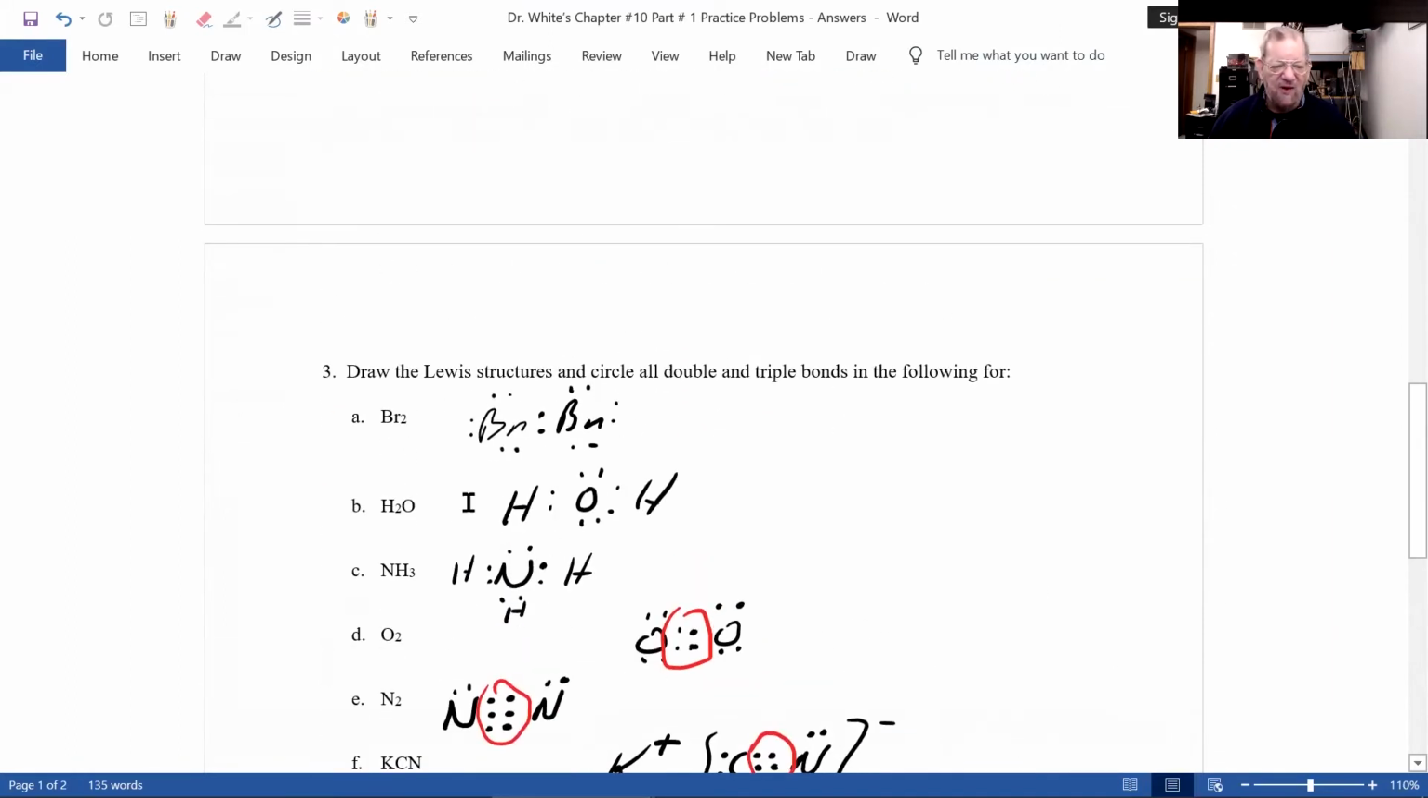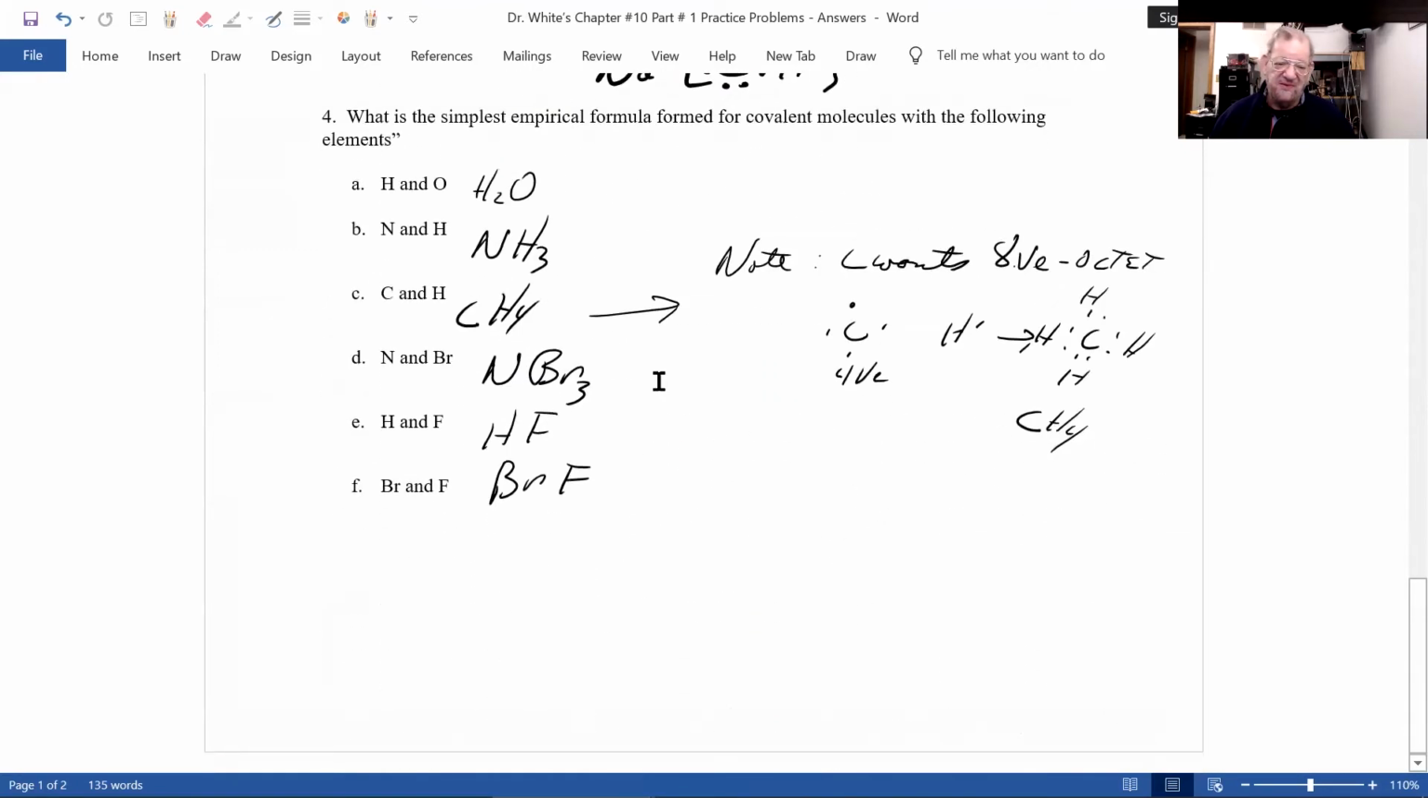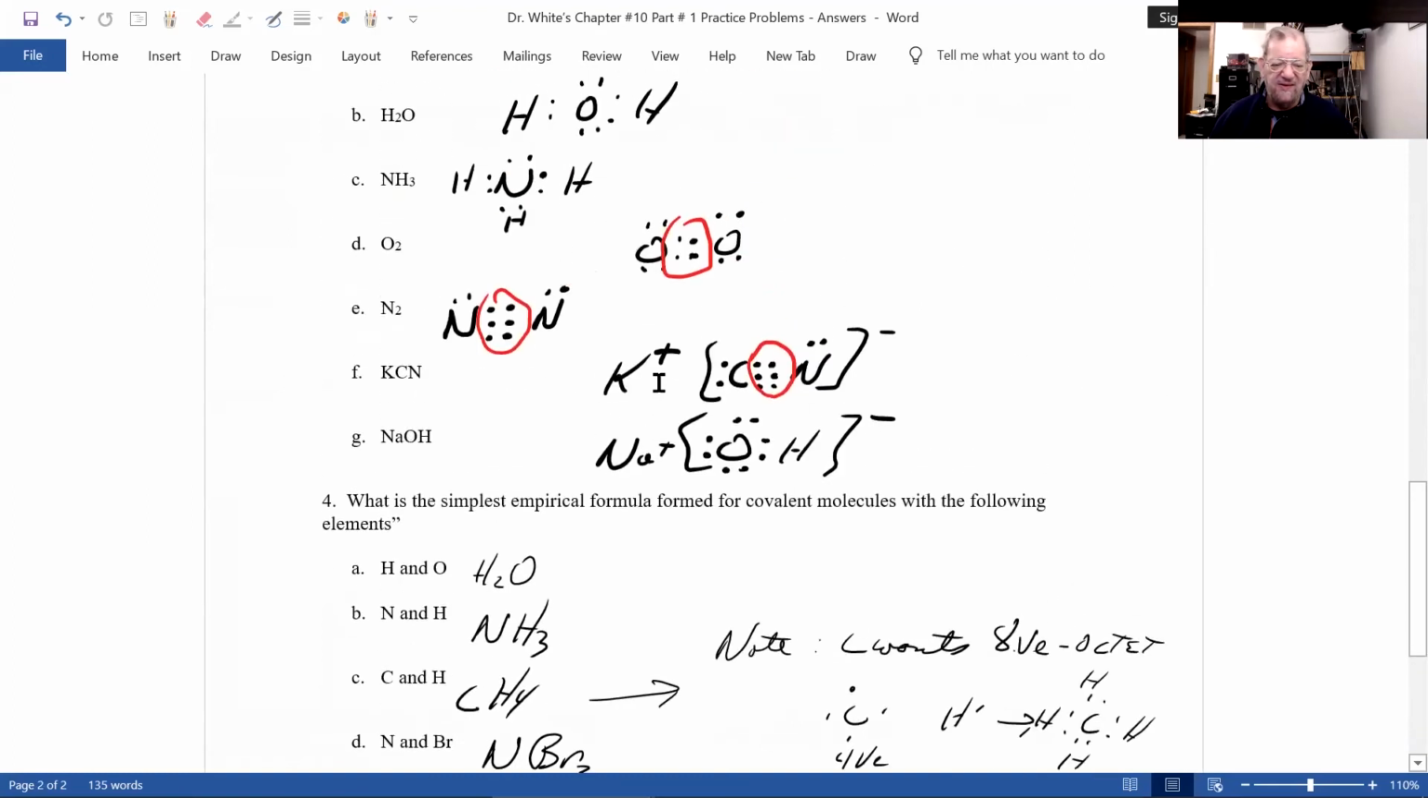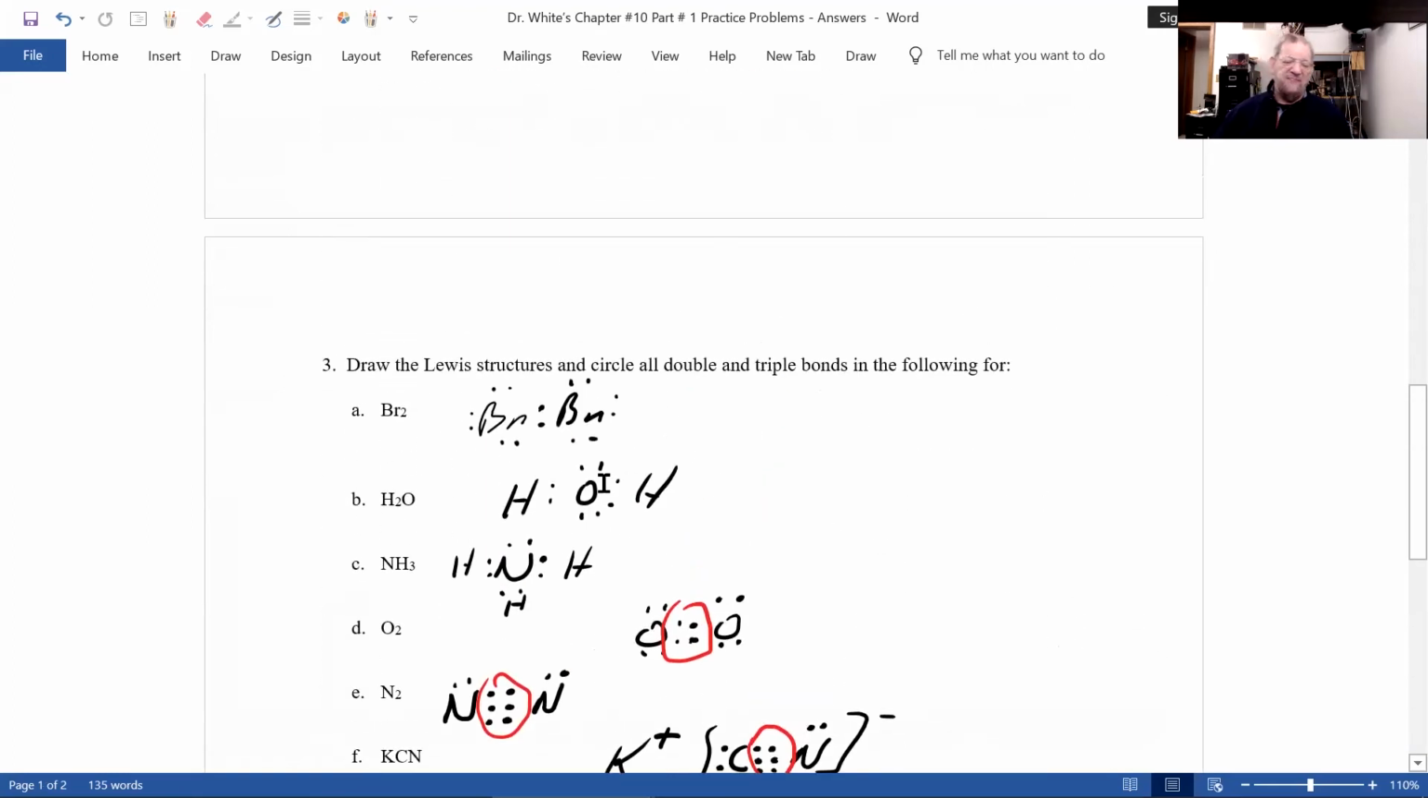All right, next one, draw the Lewis structure. Ooh, and circle all double and triple bonds for the following. Before we do this, let's slip down. Oh, it's not on this one. Let me remind you, it's on the part 2, but I'll do it right here.